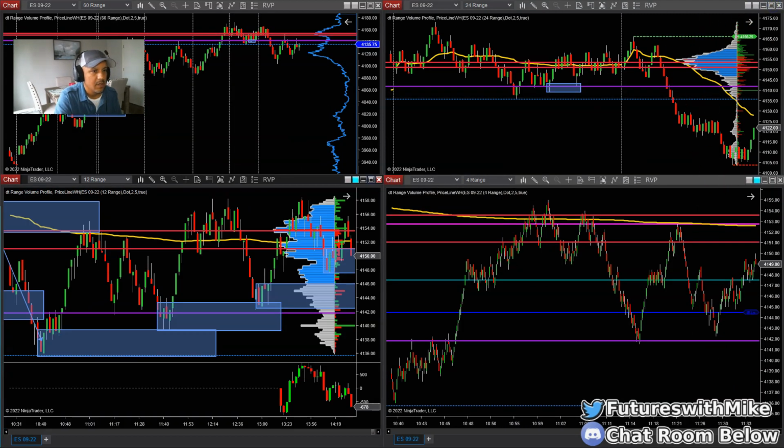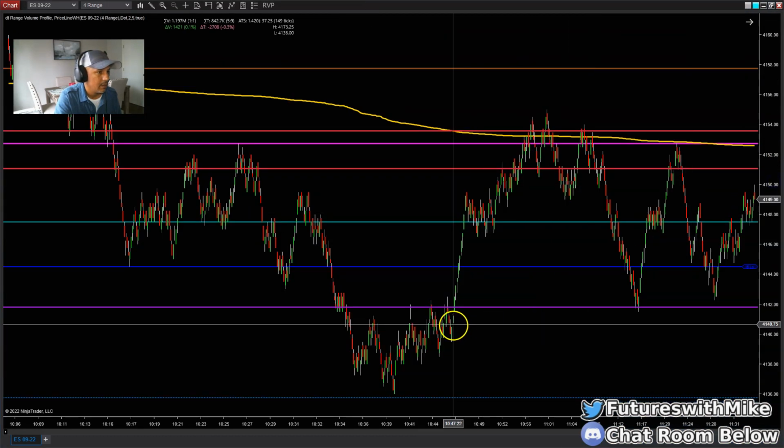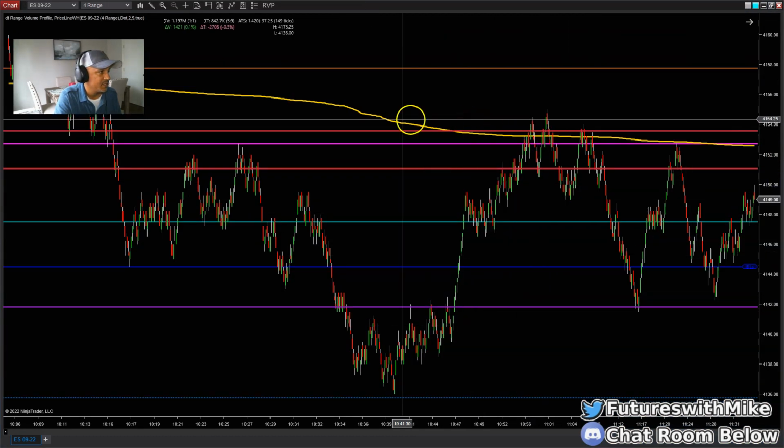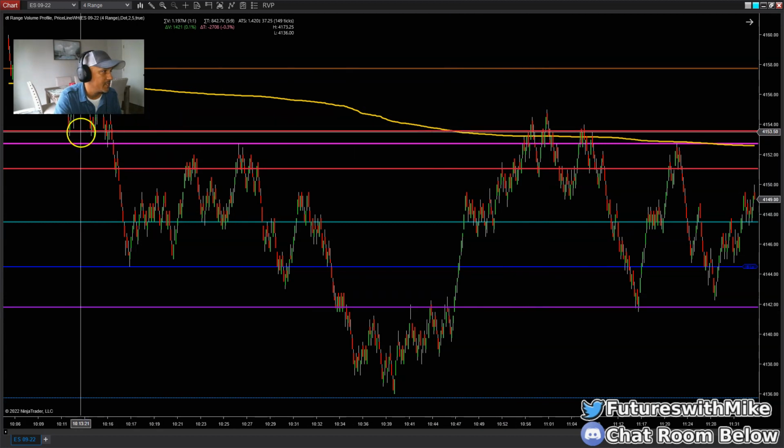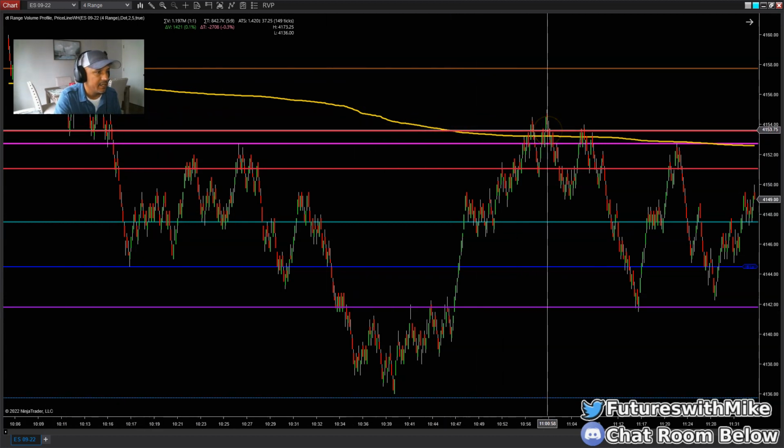Okay? So in that case and point, all right, price is up there at 55. This is the zone sitting right here off the 12 range. Let's envision that, okay? Rejects it, all right?